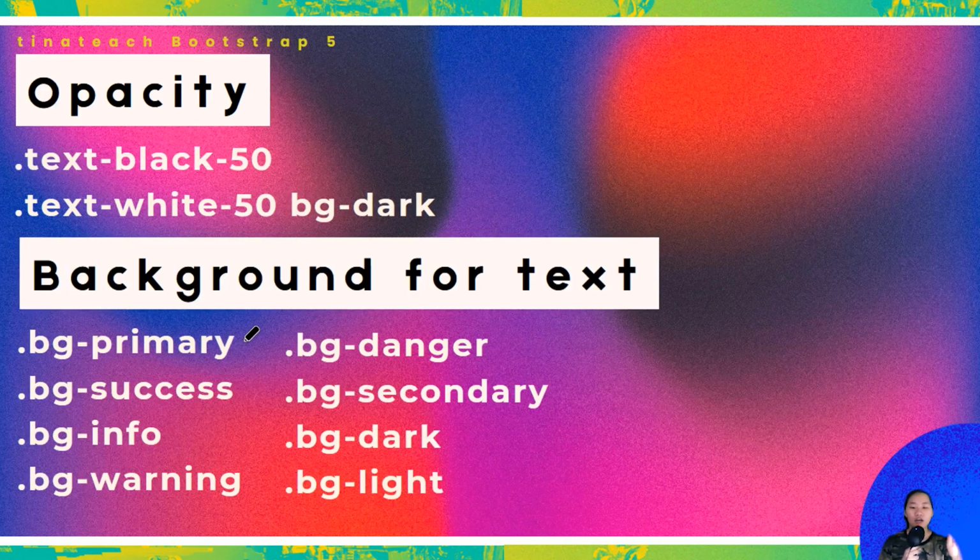about that over here. Now, before that, let's dive in a little bit with opacity. Very simply, you just put a number behind, for example, text-black-50. And 50 here refers to the 50% opacity, okay? Text-white-50, so the text is colored white and the opacity is 50. BG-dark on a dark background or a black background.